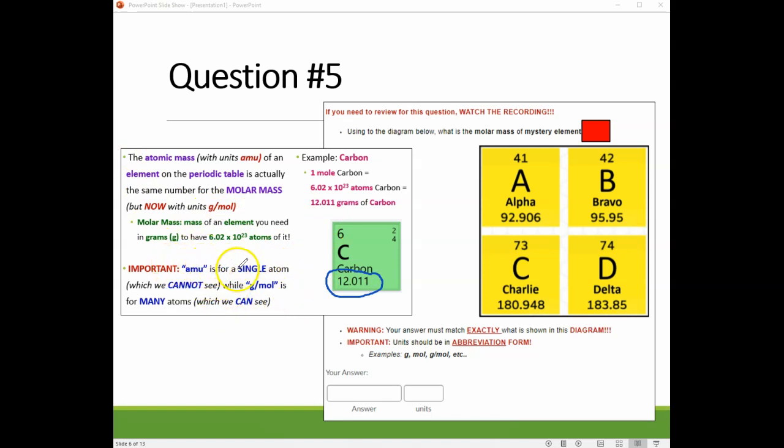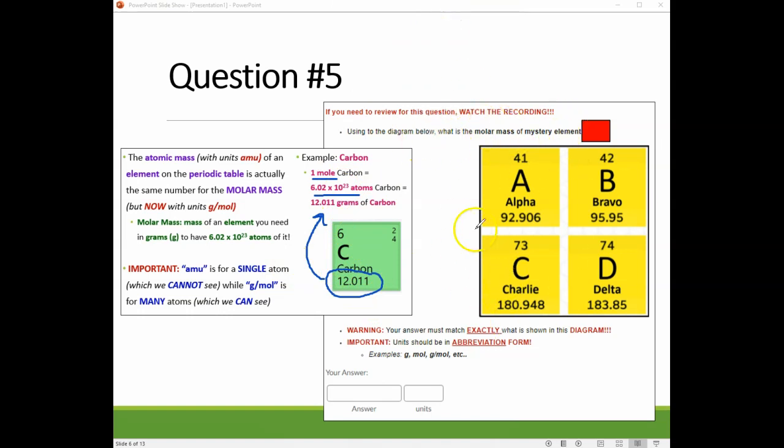Remember, if we're talking about AMUs, that's for a single atom, which you and I cannot see. But if you're talking about grams per mole, this is an amount of many atoms that we can actually see, because remember we learned that 1 mole is 6.02 times 10 to the 23rd atoms. So if that's 12 grams here per that many moles, that many atoms, then that's an amount of carbon that you can actually see.